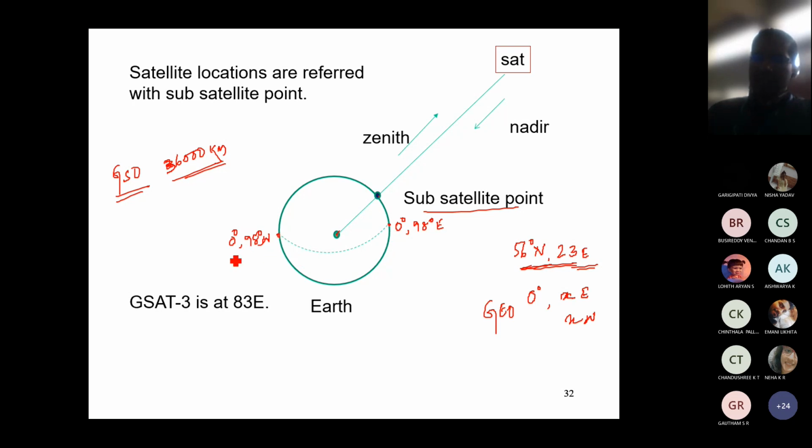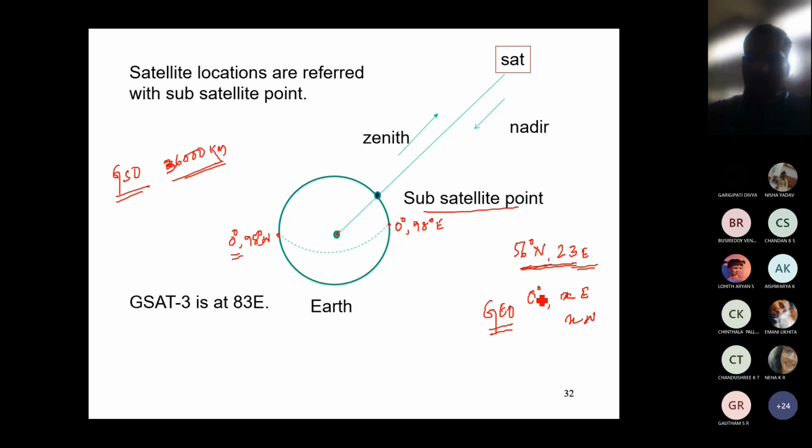The latitude will always be 0°. On this equator, the satellite is not moving on the Earth's surface. It is rotating on the orbit, and the orbital plane is the same as the equatorial plane. So the GEO satellite will always have 0° latitude. They will have some longitude, but they don't have any latitude. The latitude is 0°.